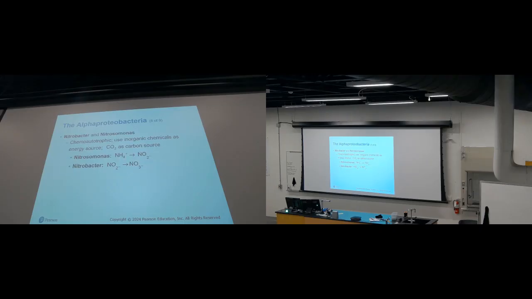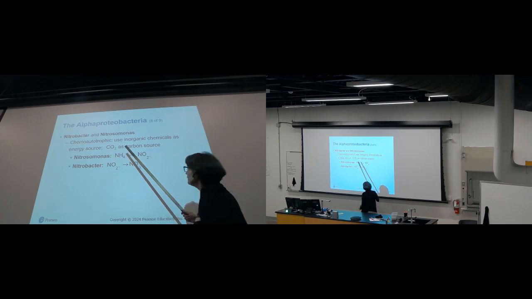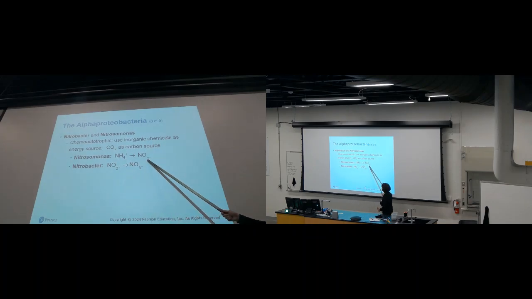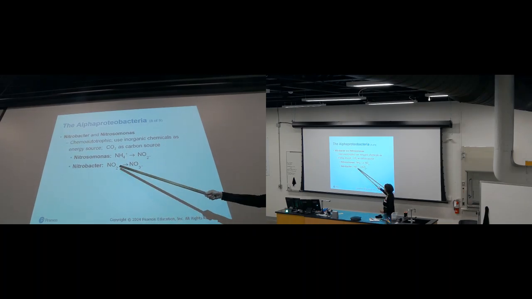And then more members of alpha proteobacteria, we have Nitrobacter and Nitrosomonas. They are part of the cycle of nitrogen. They are chemoautotrophic, so they use inorganic molecules as a source of energy, and CO2 as a carbon source. So Nitrosomonas converts NH4 into NO2, and then Nitrobacter converts NO2 into NO3.